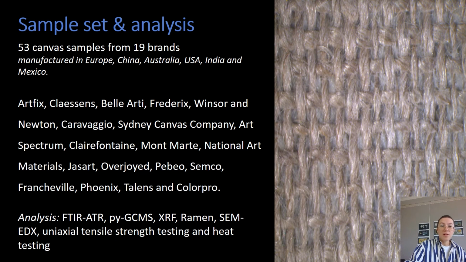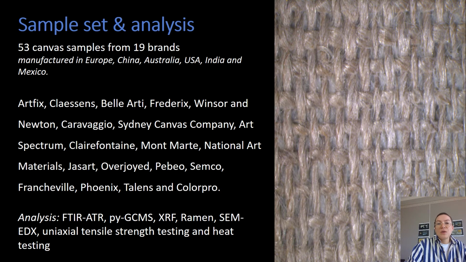53 commercially primed artist canvases were collected in 2018 and 2019 from art stores in Australia and Singapore, representing 19 brands manufactured in Europe, China, Australia, the USA, India, and Mexico. The brand names are listed on this slide.